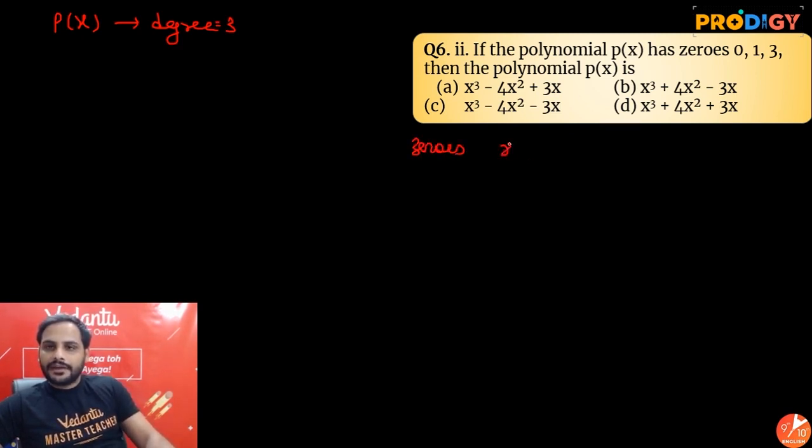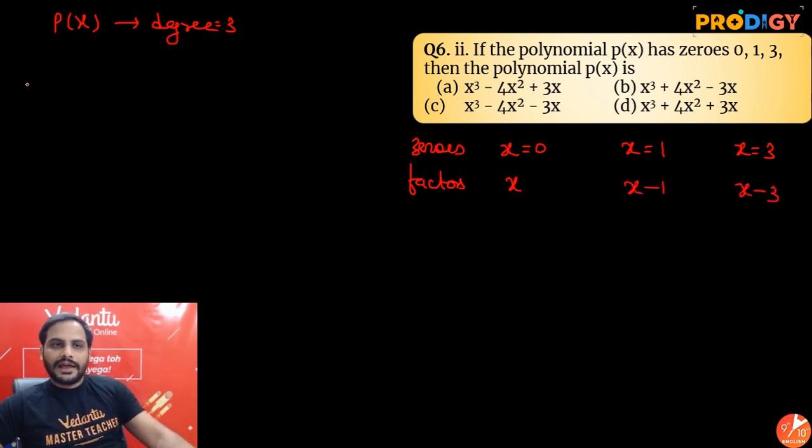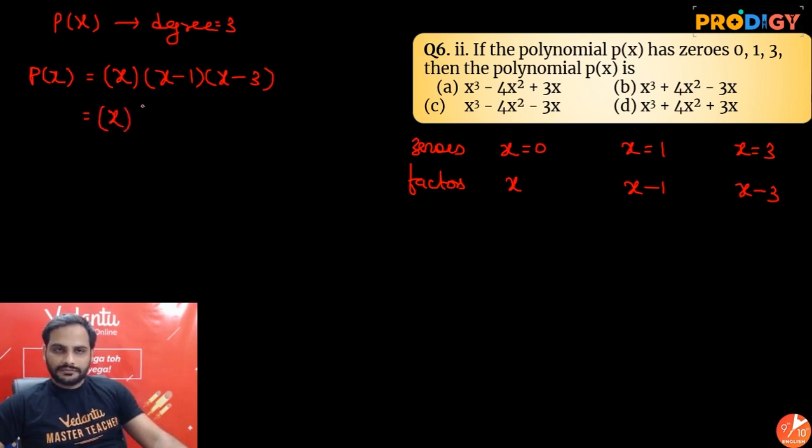Zeros are what, beta? x is equal to 0, x is equal to 1, and x is equal to 3. So what will be the factors? Factors will be x minus 0, x plus 0 is x only, x minus 1 and x minus 3. So this polynomial is nothing but the multiplication of its factors: x into (x minus 1) into (x minus 3). Let's multiply (x minus 1) into (x minus 3). That will be equal to x square minus 3x minus x, which is minus 4x plus 3.